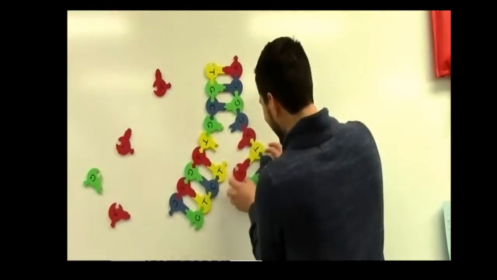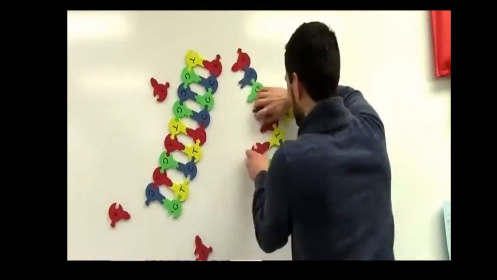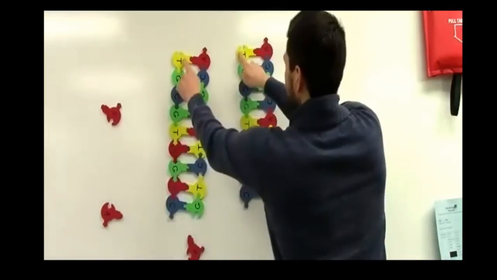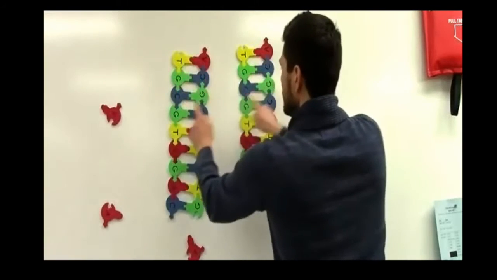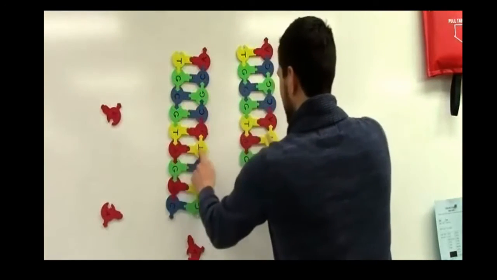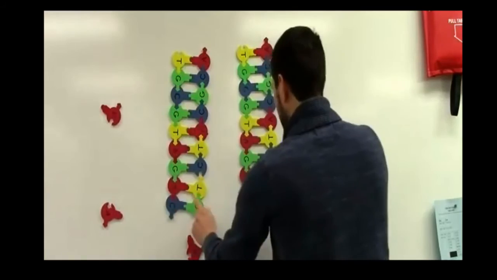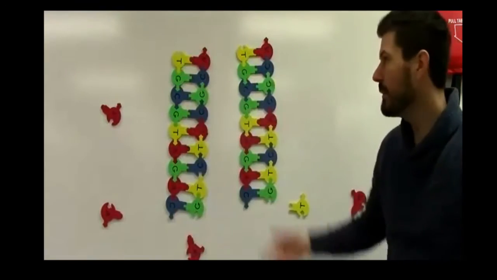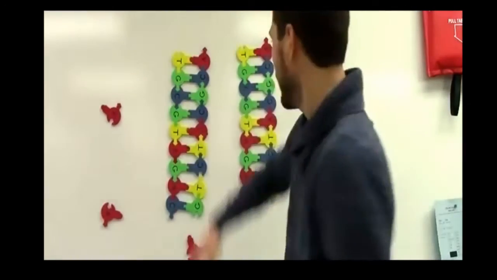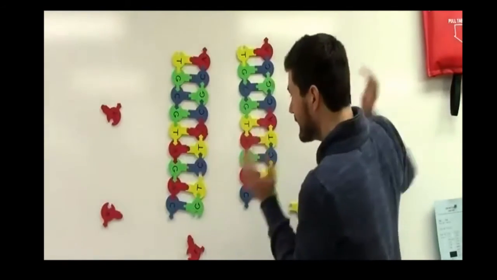Look at this. T A G C C G G C T A T G C A T C G. Identical. Oh my gosh. That's how your cells get their copy of DNA from the original cell.